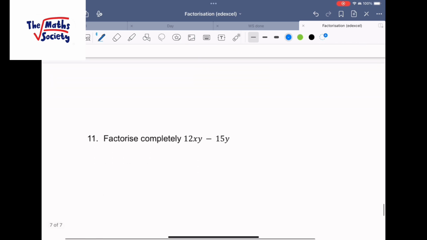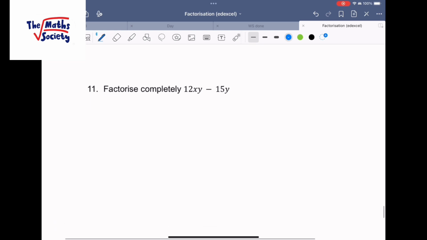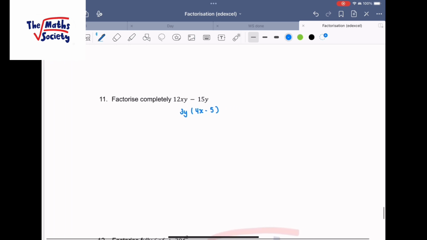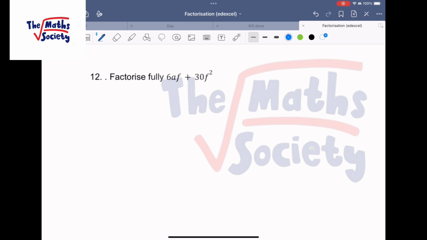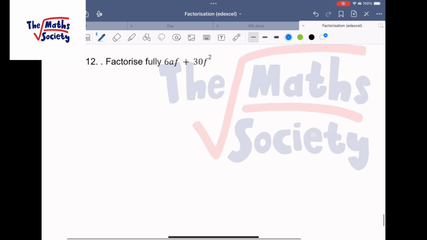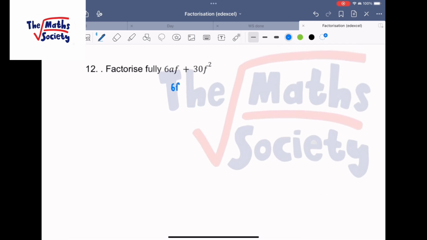And then we'll move on to number 11, which says factorize completely 12xy minus 15y. 3 is the common factor, y is the common factor, so that's going to be 3y(4x minus 5), and that's your answer. And then we'll go on to number 12, which says factorize fully 6a power f plus 30f squared. Common 6f, you'll have 6f(a plus 5f), and that's it.